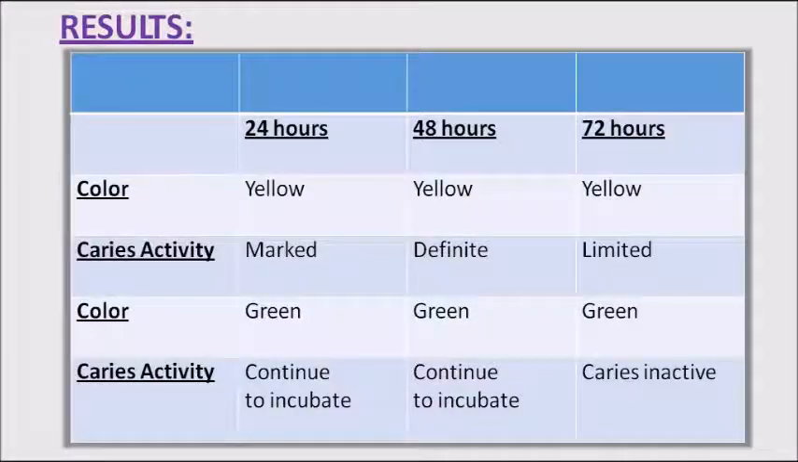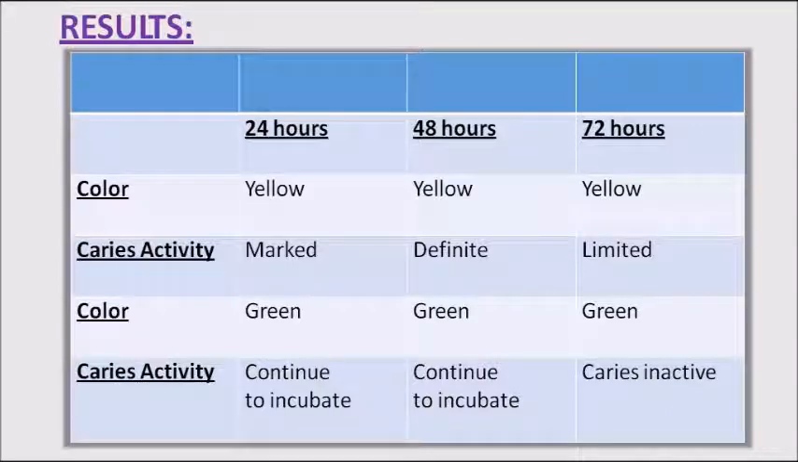We are seeing the results after 24 hours, then 48 hours, and after 72 hours. So under 4 categories we are looking at the color and caries activity. Let's see what the changes are. If it is yellow after 24 hours, the caries activity is marked. If it is yellow after 48 hours, it is definite. And after 72 hours, if it is yellow, the caries activity is limited.